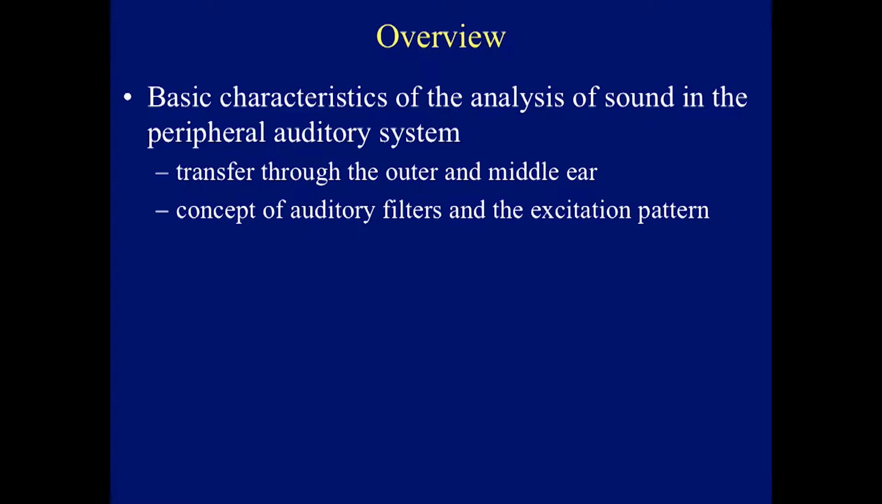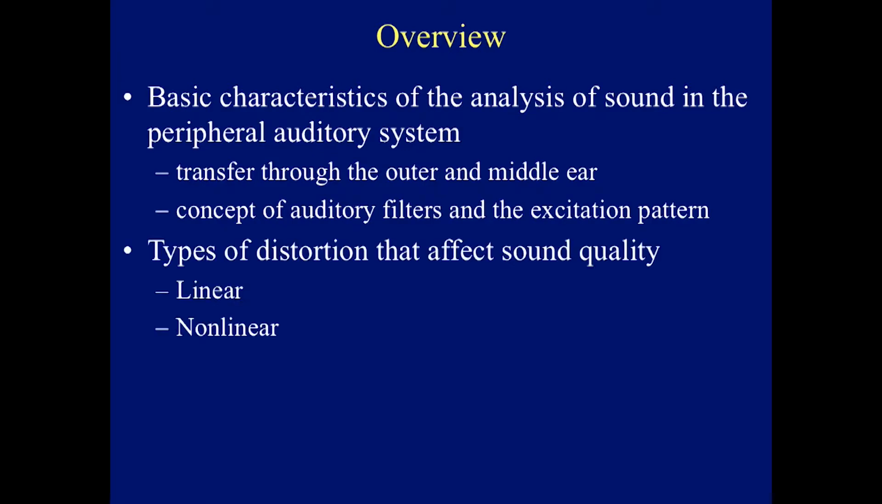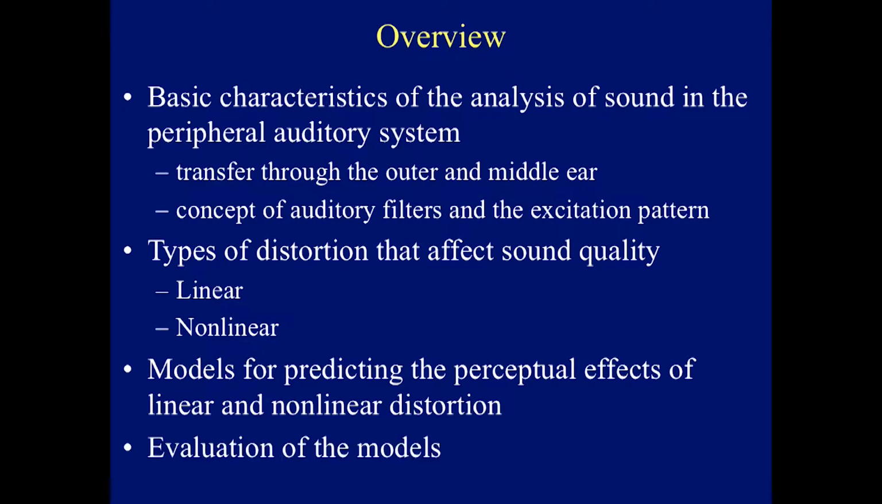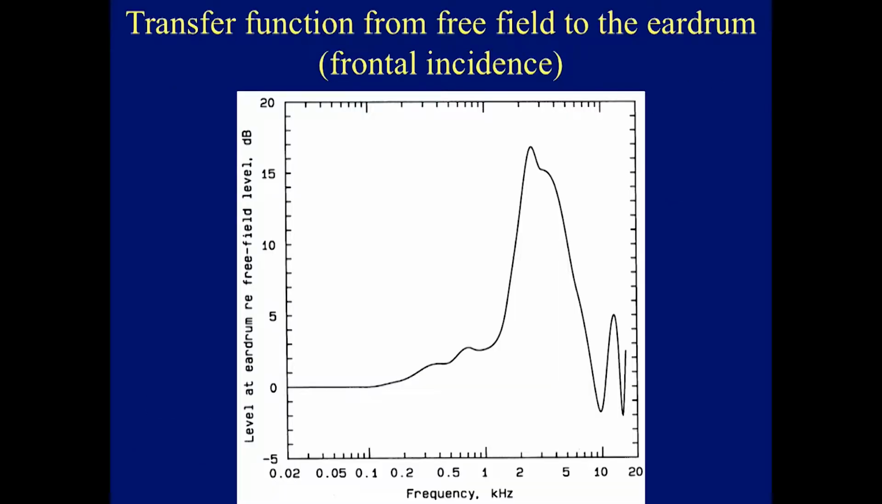So what I want to do first of all is to describe some basic characteristics of the analysis of sound in the peripheral auditory system, because that's very relevant for the development of these models that I'll be talking about later on. In particular, I'll talk about the concept of auditory filters and excitation patterns. And then I want to talk about types of distortion and to distinguish two types that are often mixed up in the literature. People don't distinguish between these, and I'll explain later on what I mean by linear and nonlinear distortion. And then I want to talk about the models for predicting the perceptual effects of these. And I'll describe some perceptual evaluations of the model, comparison of predictions and experimental results.